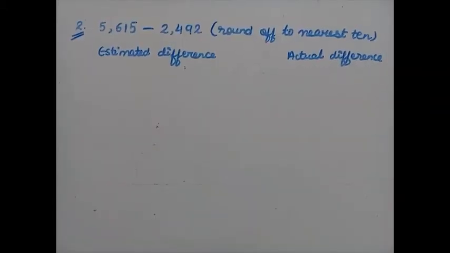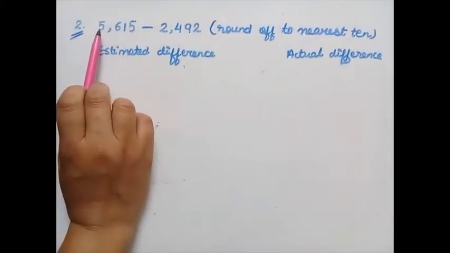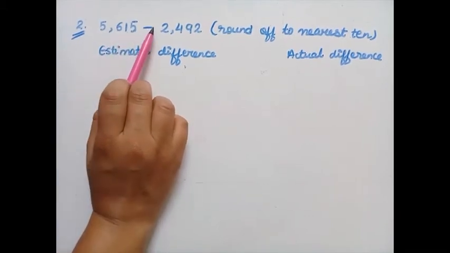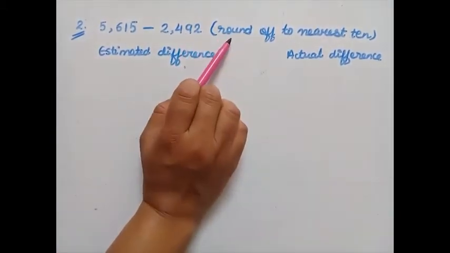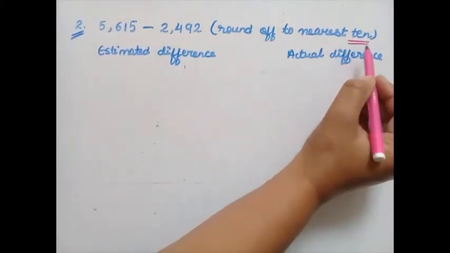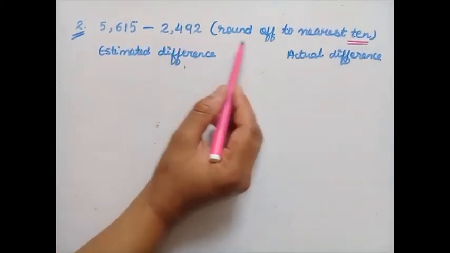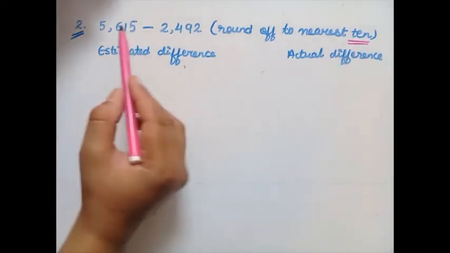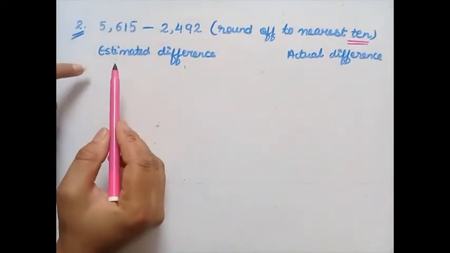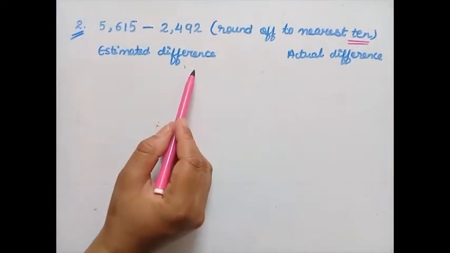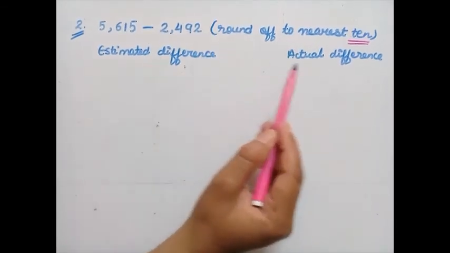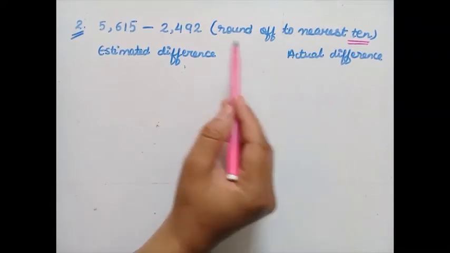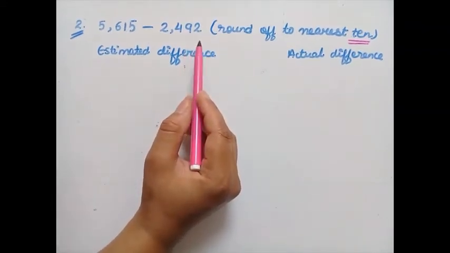Now come to question number 2. It is given that 5615 minus 2492, and in brackets round off to nearest tens. So we have to change first these numbers to round off to the nearest tens and then subtract. So here estimated difference means first round off and then subtract, and actual difference means we will subtract these numbers as usual.